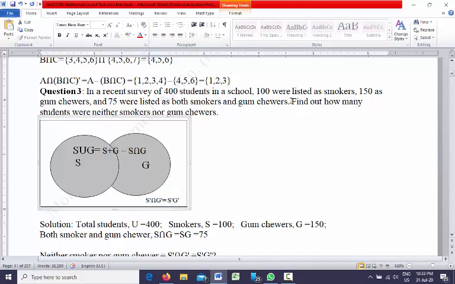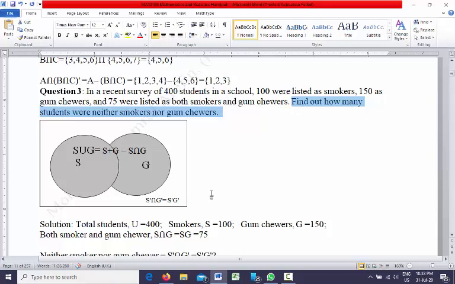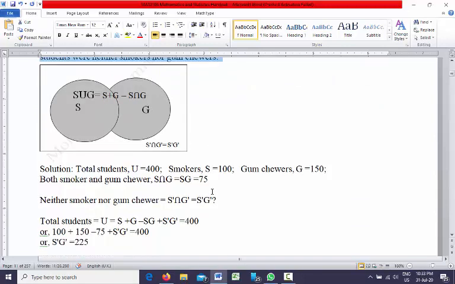The question is asking us to find out how many students were neither smokers nor gum chewers. So they want us to find out the white portion, that is the S prime G prime. Neither smoker nor gum chewer means S prime intersection G prime, or in short we can call it just S prime G prime. That is the white portion. We want to find out how many students fall in the white portion category.